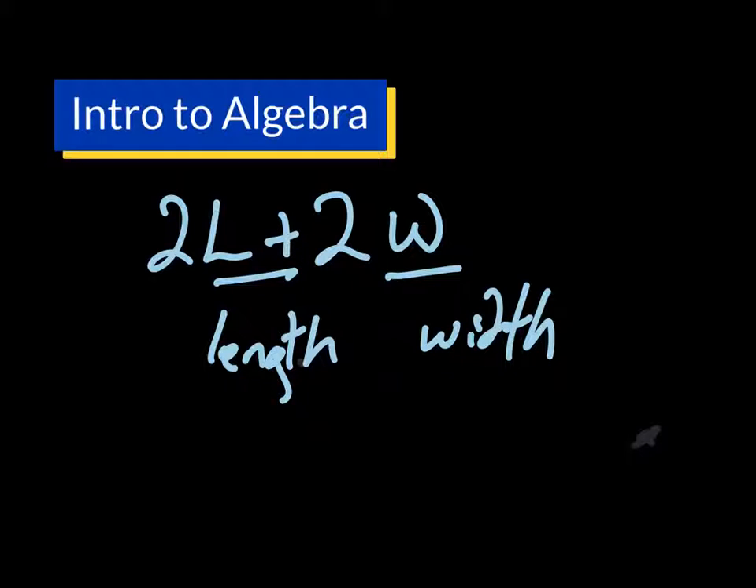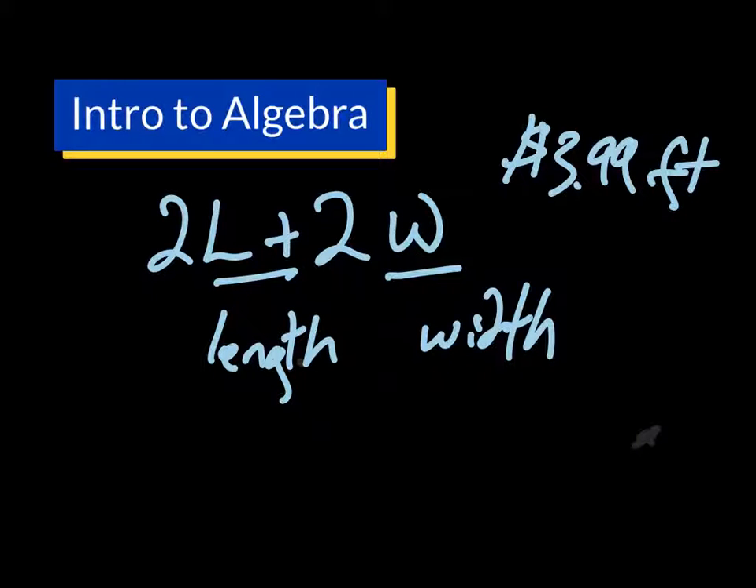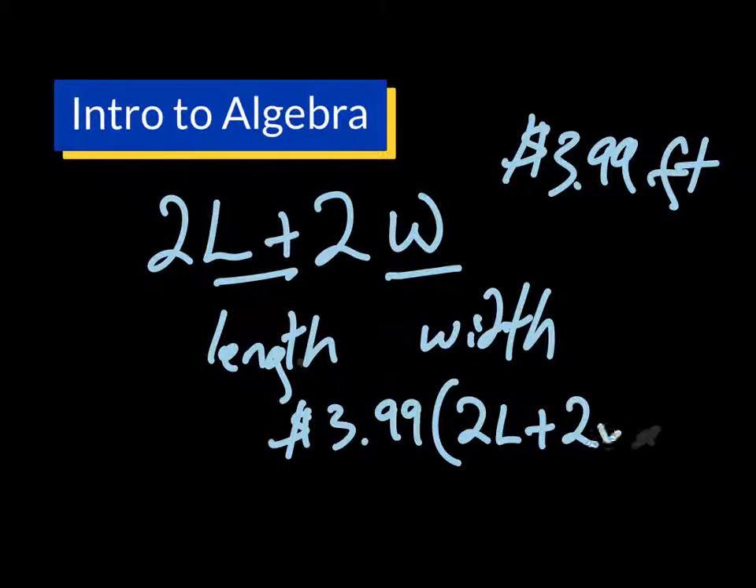Say a carpenter is installing baseboard in a rectangular room, and the cost of baseboard is $3.99 per square foot. How much will it cost in total? Well, we don't know for sure until we measure the room, but we can say this. The cost of the baseboard will be $3.99 times 2L plus 2W. And that's algebra.